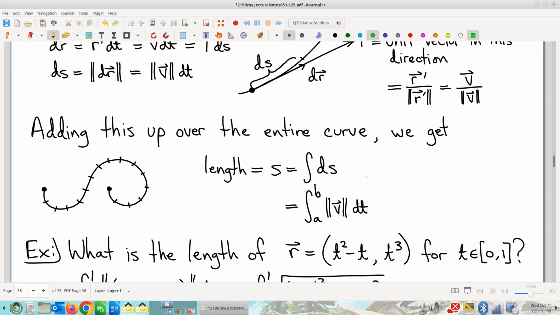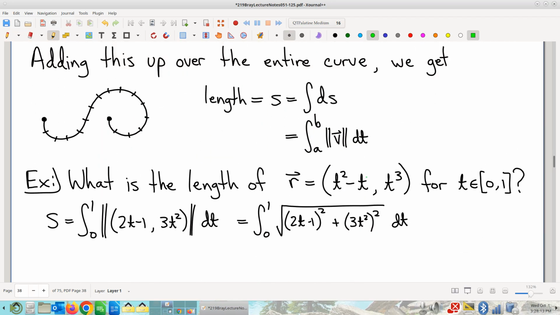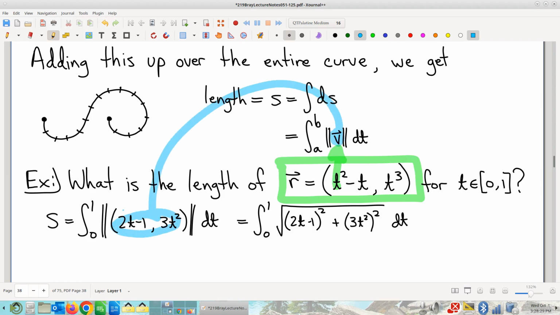Notice down here, all I'm doing, given a parametric curve, compute the velocity. Don't forget to take the magnitude and integrate. Okay, so we take the magnitude and integrate. Notice we're going from t equals 0 to t equals 1 because that's what our curve is defined as. And a little bit of algebra.